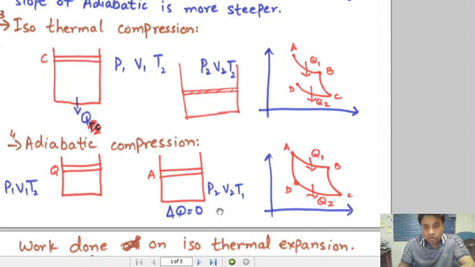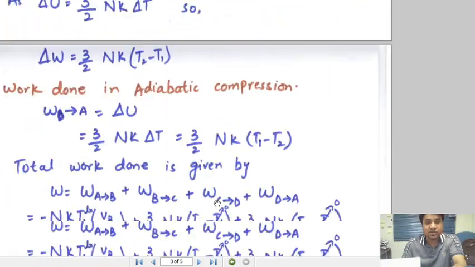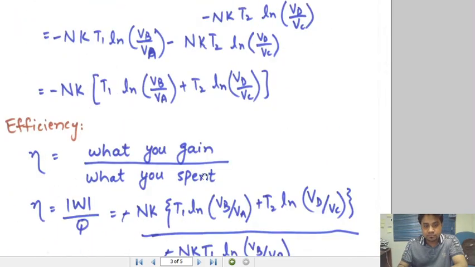We are interested here in finding the efficiency of such a heat engine. The efficiency of a heat engine is defined as what you gain from your engine divided by what you spend on that engine, that is, how much energy you spend on that engine and how much work the engine provided in return. So that's the efficiency, and we are going to calculate this efficiency for this Carnot cycle.